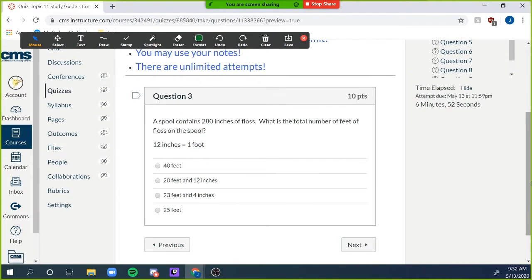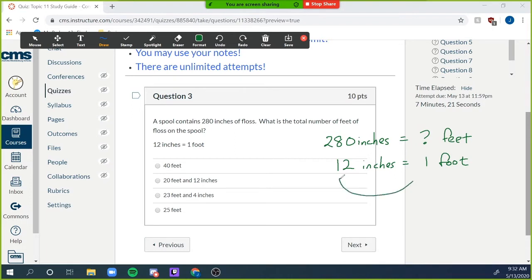A spool contains 280 inches of floss. What is the total number of feet of floss on the spool? Well, I know that they want us to go from 280 inches to some number of feet. And they gave us 12 inches equals 1 foot. I have my inches on the same side and my feet on the same side, so now I can define that relationship. My inch to foot relationship is going to be divided by 12. So to turn 280 inches into feet, I'm going to divide that by 12.